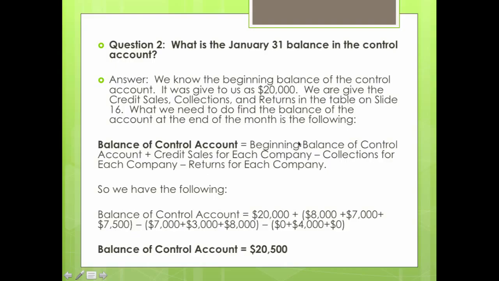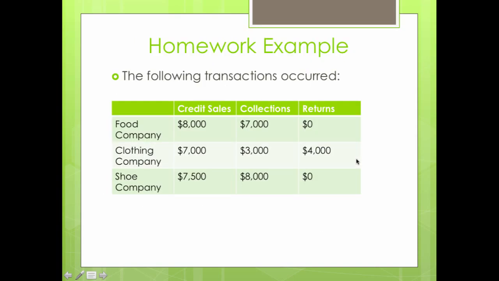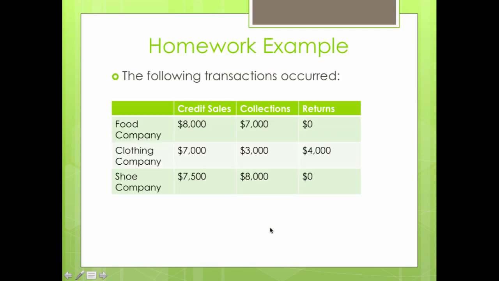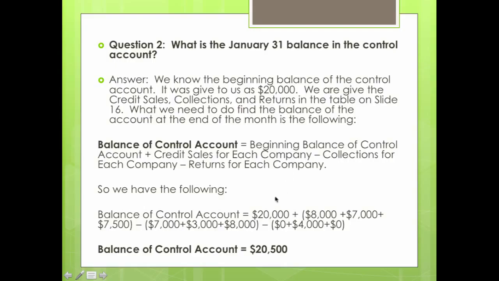So it's $20,000 plus $8,000 plus $7,000 plus $7,500. And then you're going to subtract the collections for each company. If you notice, the collections are 7 plus 3 plus 8,000, minus any returns. And if you go back to the slide, we only had returns for the clothing company for 4,000, which is why we have 0 plus 4,000 plus 0. And if you calculate all that, you'll see that the balance of the control account is $20,500. Okay?